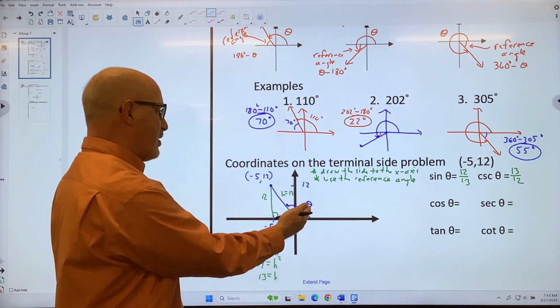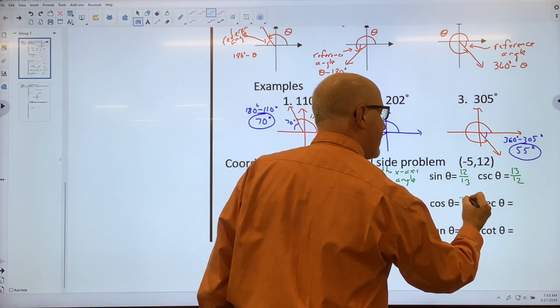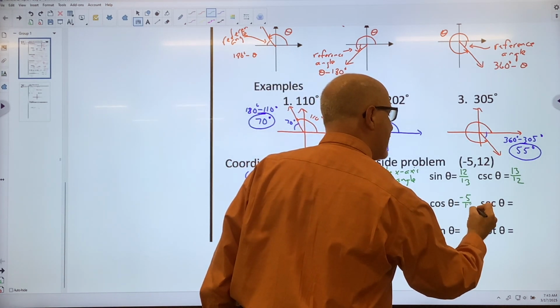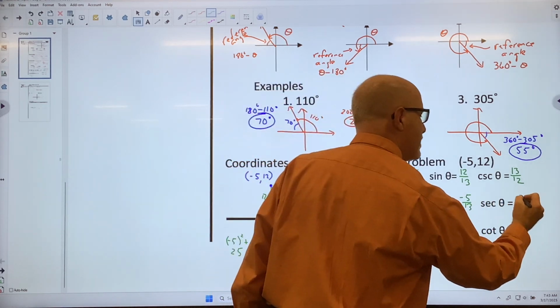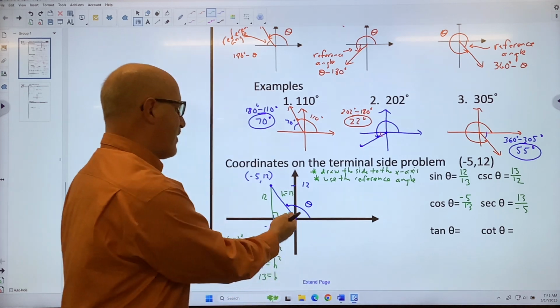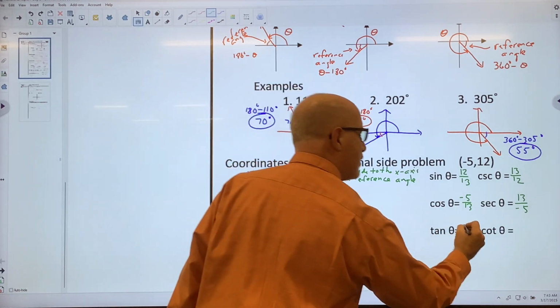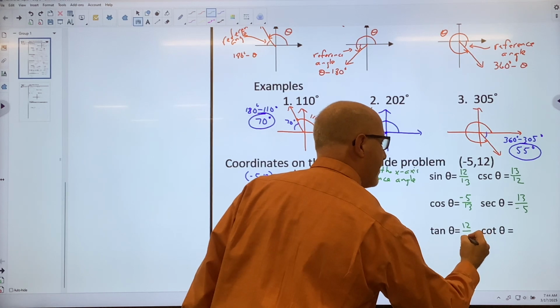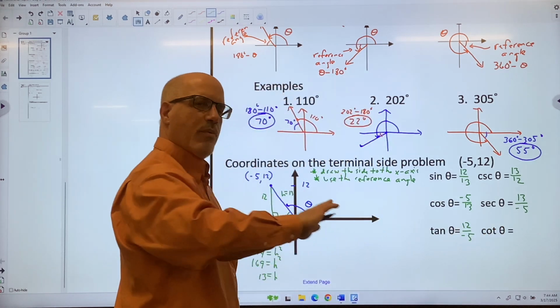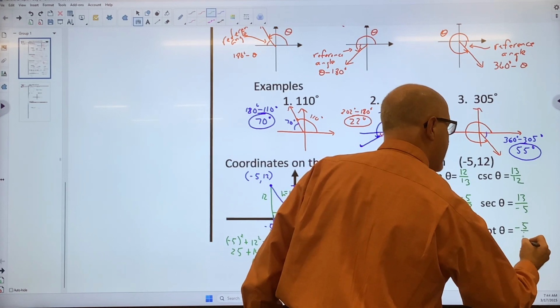With these sides here, cosine is the adjacent over the hypotenuse. So -5 over 13. And secant will be the reciprocal, 13 over -5. And lastly, for tangent, it's going to be the opposite over the adjacent. It will be 12 over -5. And cotangent will be the reciprocal. It'll be -5 over 12.